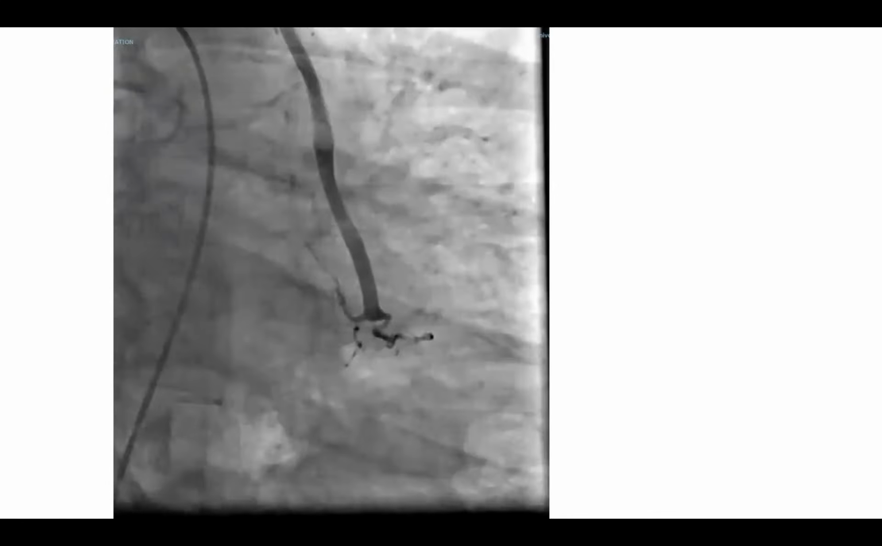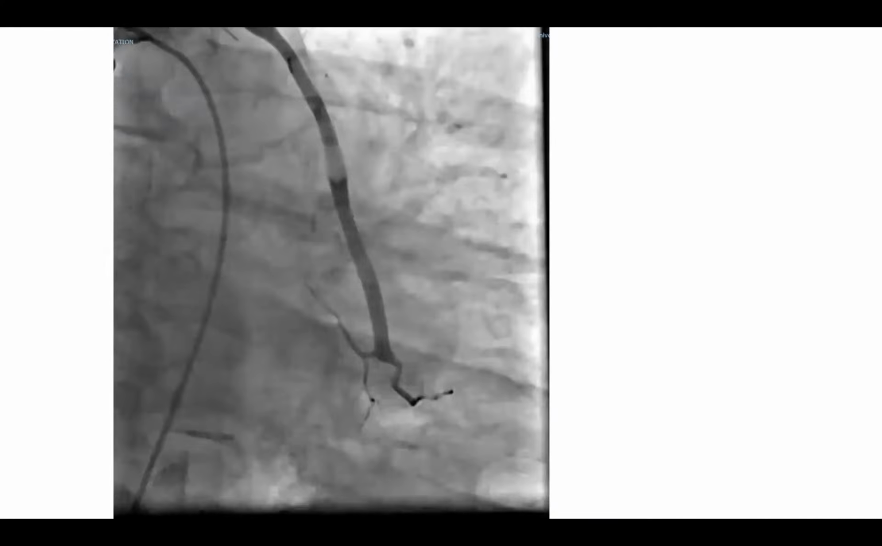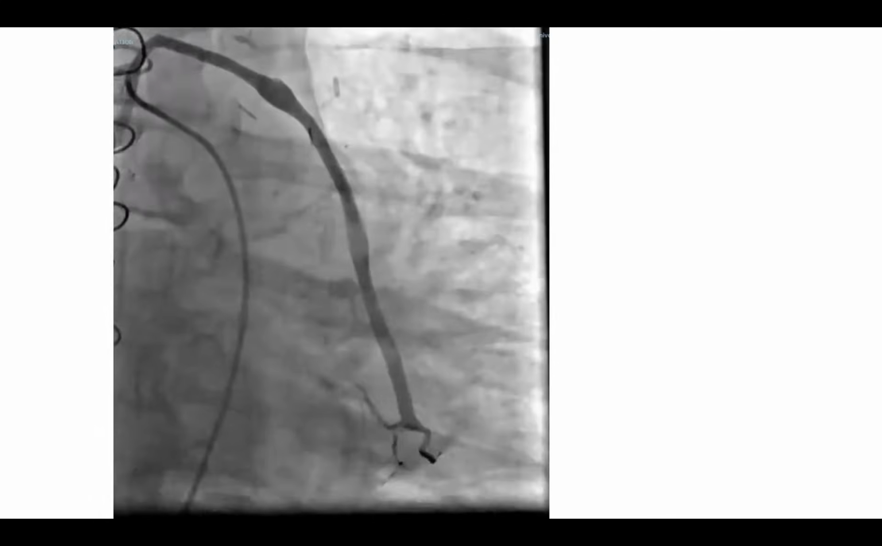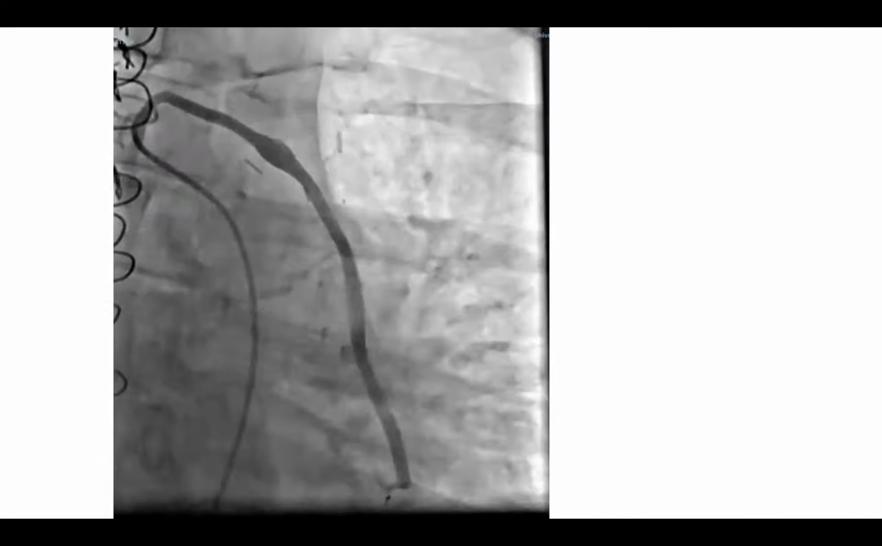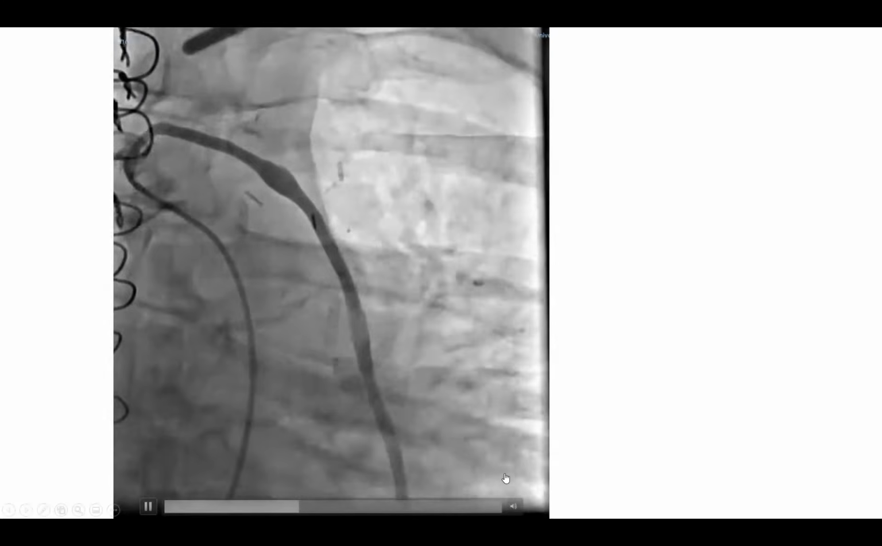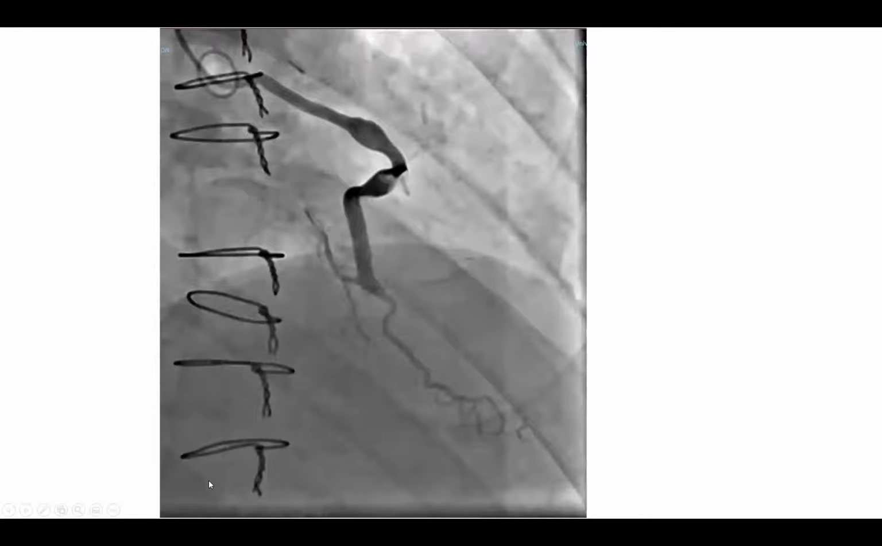In general, the caudal views are good for the OMs, but they are not so good when the OM is very distal or almost like a posterolateral branch. The more distal your OM and posterolateral branch, or a dominant circumflex with a PDA, the more you have to go cranial to see those branches. And that's the case here. It's a very distal OM. So we end up doing a cranial view to see it. Oh, sorry, here. This is a cranial view, RAO cranial view.